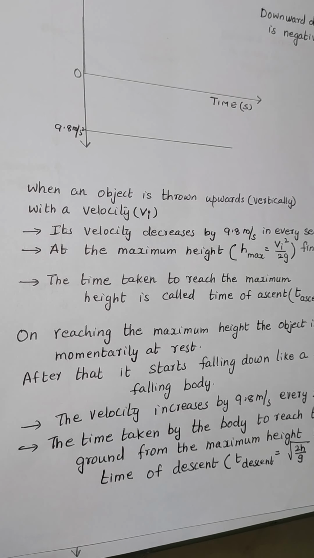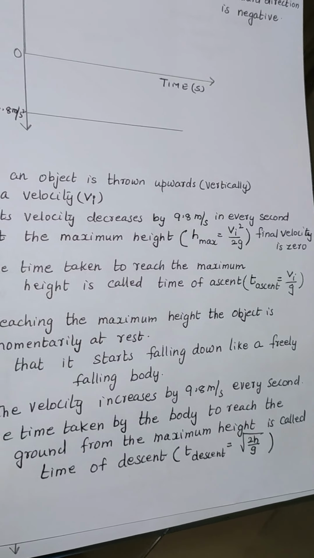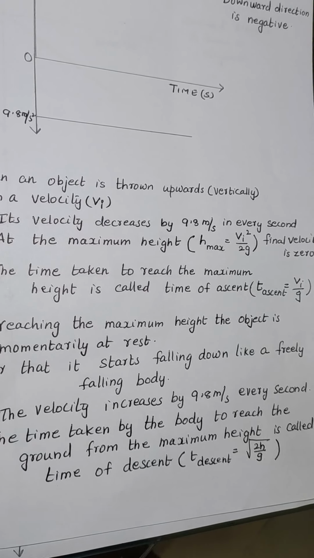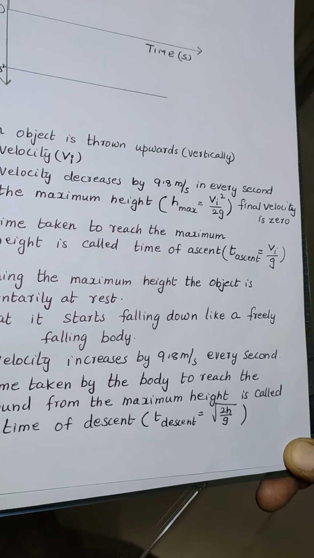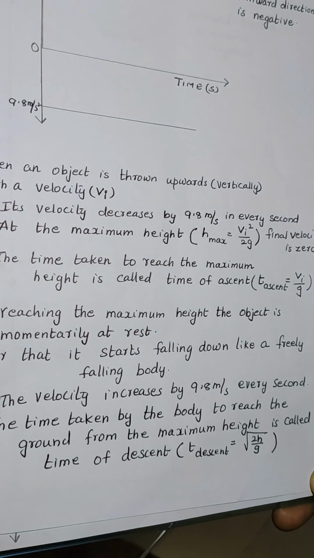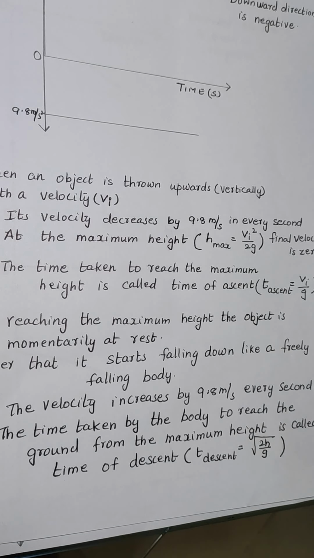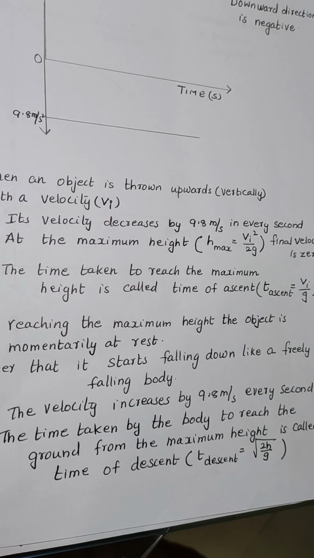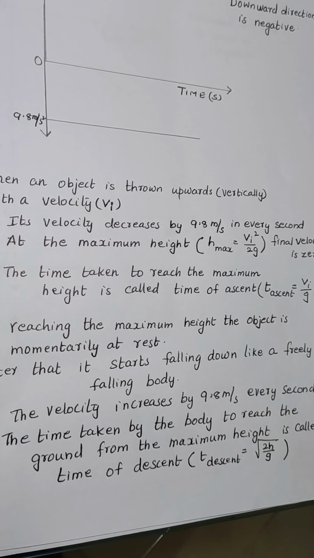After that, it starts falling down like a freely falling body. The velocity increases by 9.8 meter per second in every second during its downward motion. The time taken by the body to reach the ground from the maximum height is called the time of descent. On reaching the ground, just before touching the ground, it attains the same velocity with which it was thrown up, and you can calculate the velocity.